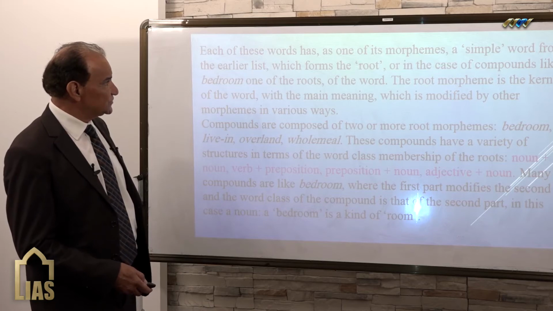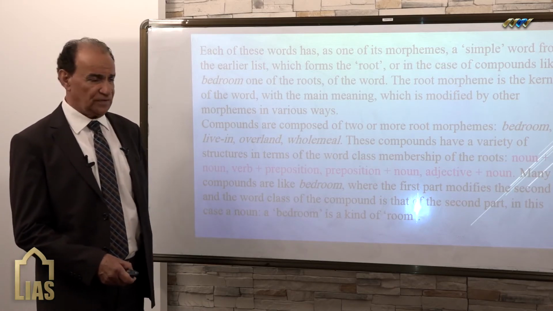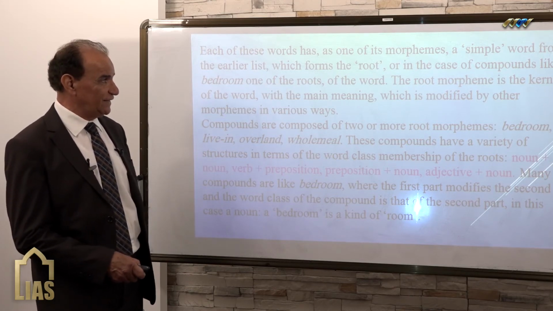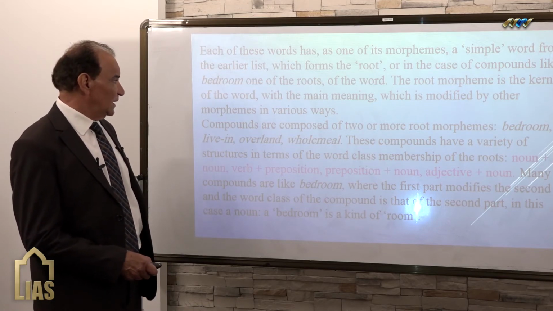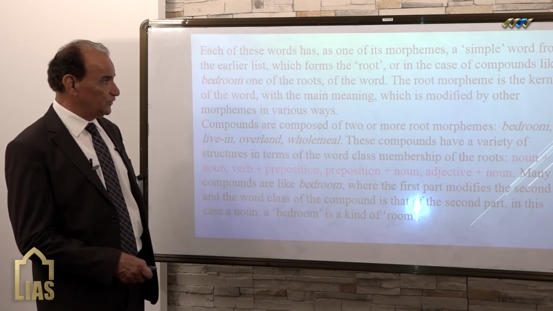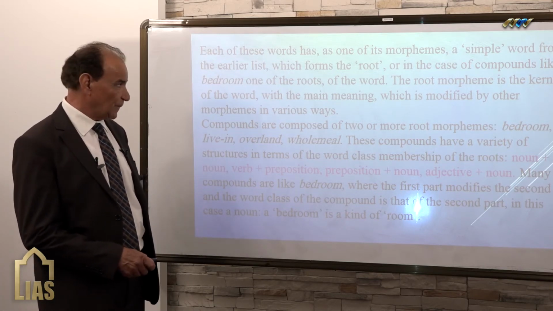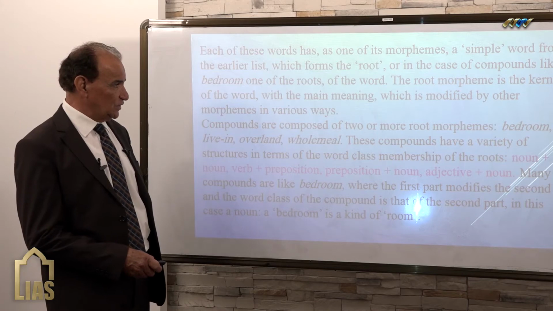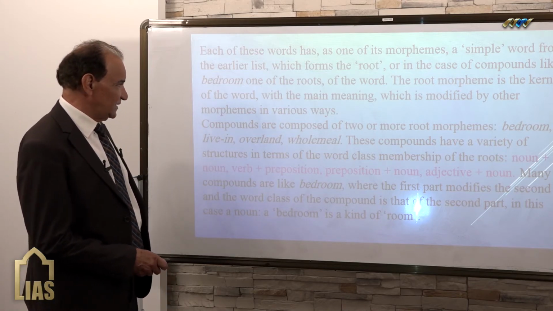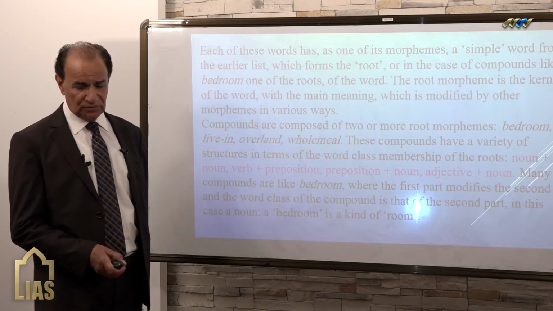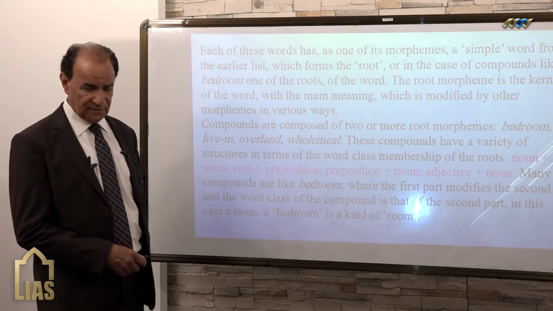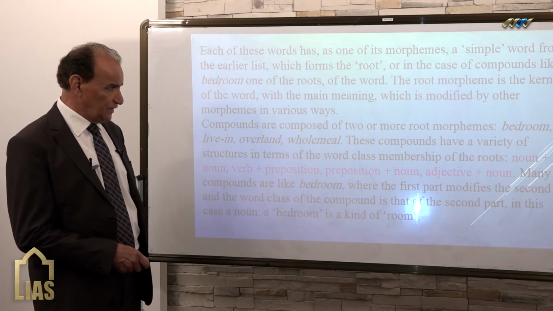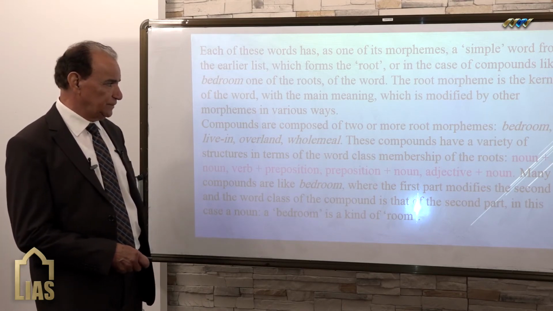Okay, each of these words has as one of its morphemes a simple word from the earlier list which forms the root, or in the case of compounds like bedroom, one of the roots of the word. The root morpheme is the kernel of the word, the base, the free morpheme, with the main meaning, which is modified by morphemes in various ways. As we said, bedroom, room is modified by bed. So compounds are composed of two or more root morphemes: bedroom, live-in, overland, wholemeal.